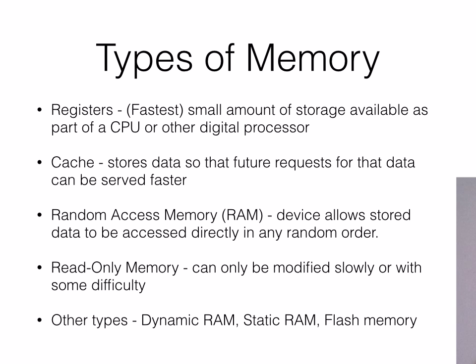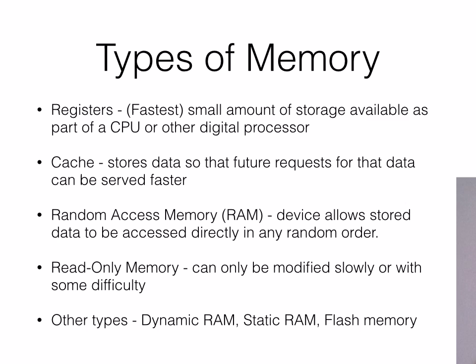So registers, right? That's one type of memory that sits the closest to the CPU. Registers are tiny, tiny little bits of memory that only store maybe half a byte or a byte of information. So tiny, tiny little bits, maybe a single character, or not even that much. Maybe just storing bits of information, where it's measured in bits. So it's just a small amount of storage available as part of a CPU or other type of digital processor.